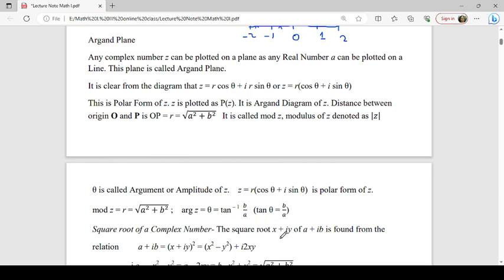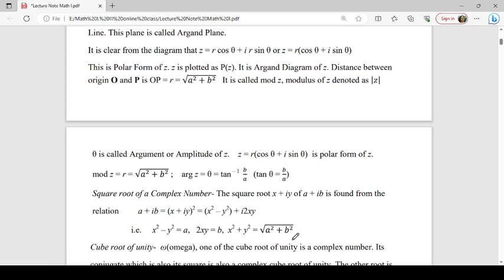Now the square root of a complex number. The complex number is a plus ib. If the square root is x plus iy, then a plus ib is the square of x plus iy, and after squaring we have x square minus y square equal to a, and i times 2xy equal to ib.